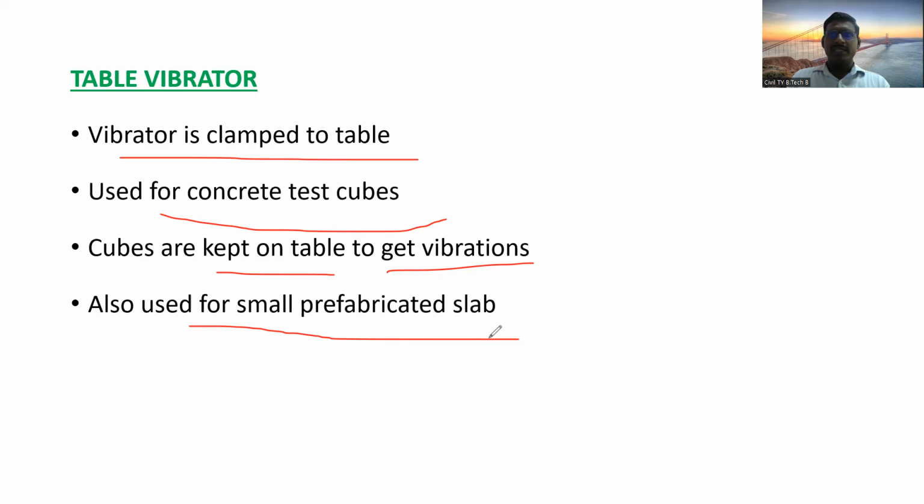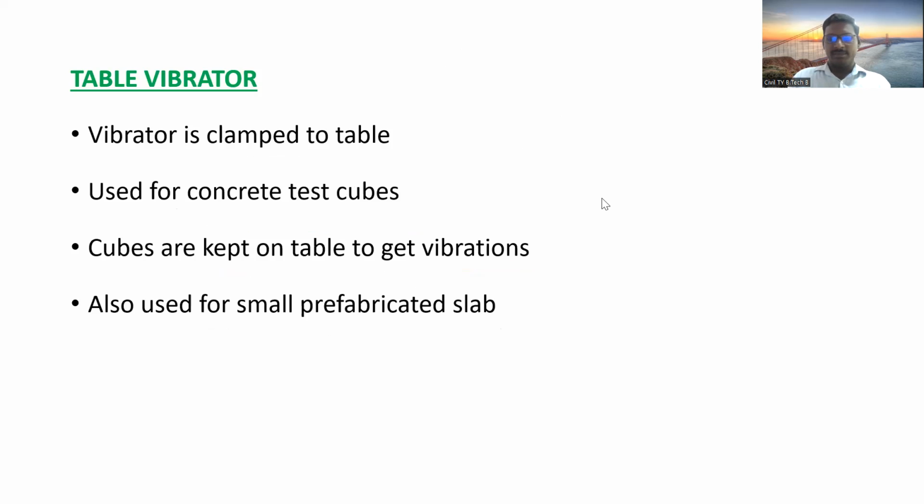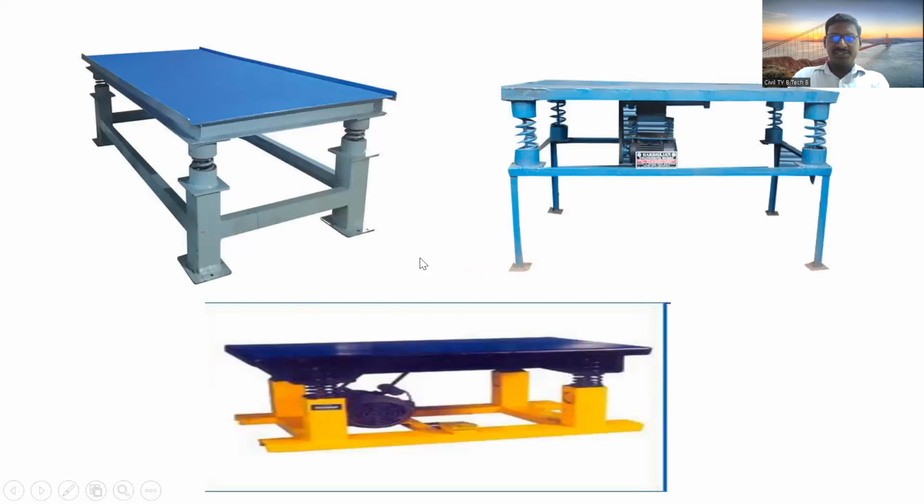So those precast panels we can vibrate by using such a vibrating table also. So this is related to the vibrating table, and we have seen these sketches where we can keep components down on this table, and they get vibrated, and the concrete gets compacted.